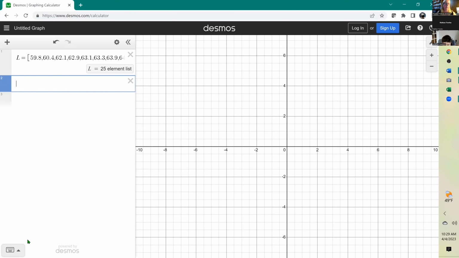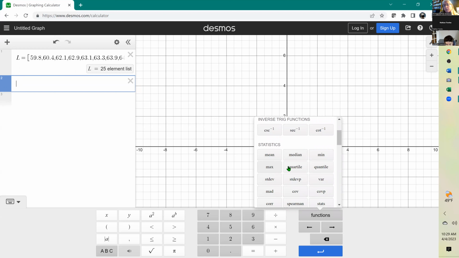If we want to find the mean, go to Functions, Statistics. Notice mean, median, the smallest value, the largest value, quartile, standard deviation. There's 2 of them. One is the standard deviation for a sample, which is just about everything we'll do. The other one is standard deviation for the population. And I don't think we'll get into these other ones.